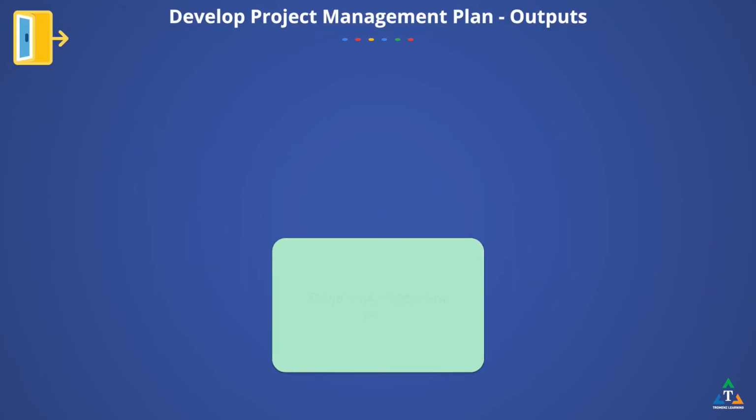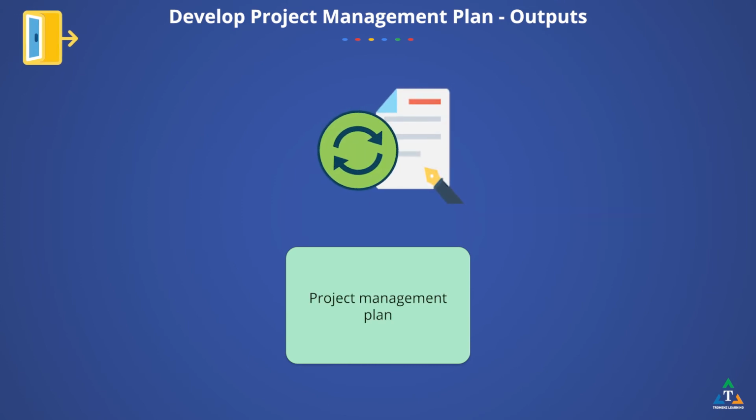The project management plan is an input to all the initial planning processes in each knowledge area. Updates to the project plan are an output from many of the planning processes. In other words, it is an iterative process.